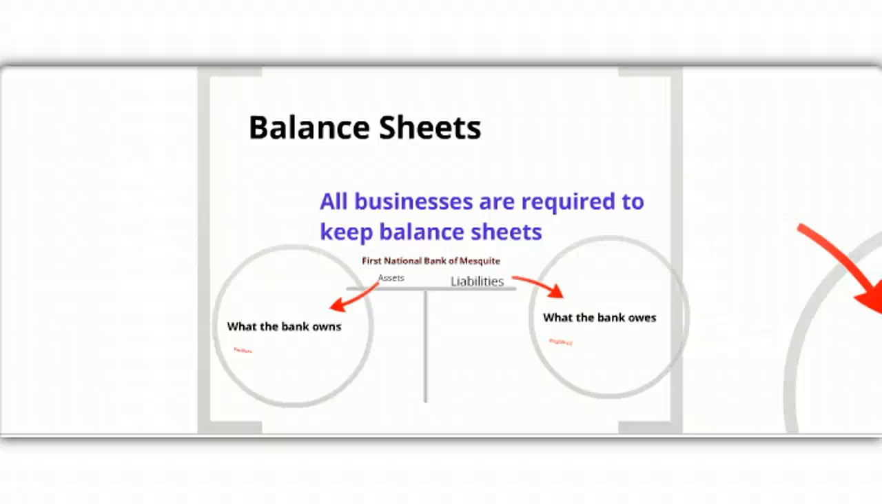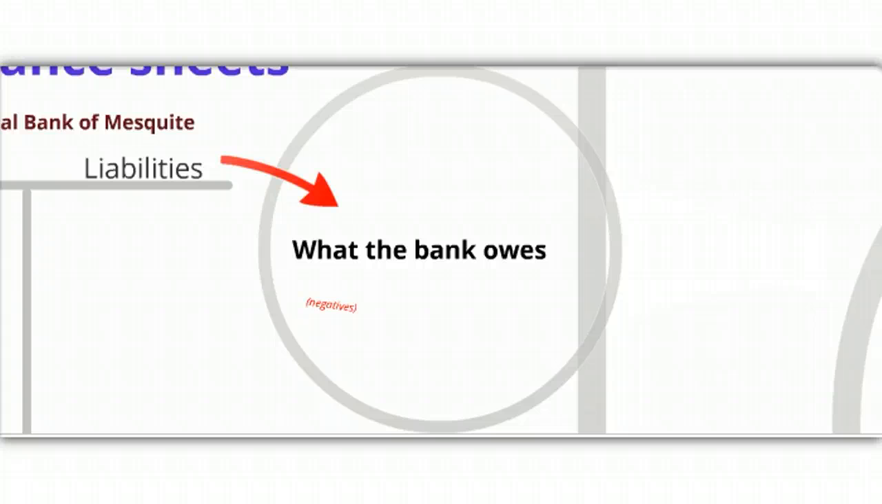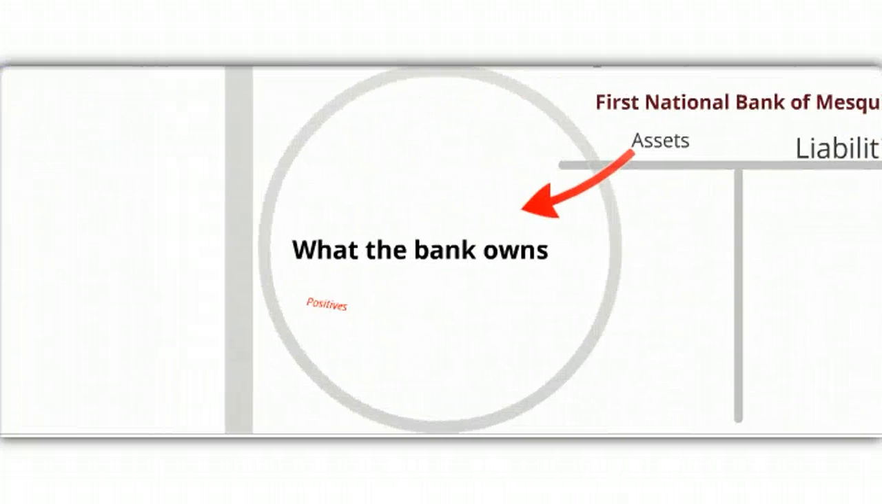If you've ever taken an accounting class, you know that all businesses are required to keep balance sheets. Banks are no different. We call their balance sheets T-charts. If you look at our T-chart for the First National Bank of Mesquite, you'll see it divided into two sections, assets and liabilities. Liabilities are what the bank owes. These are negative numbers. Assets are what the bank owns. These are positive numbers.